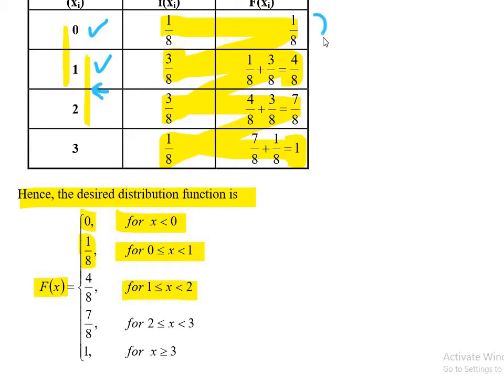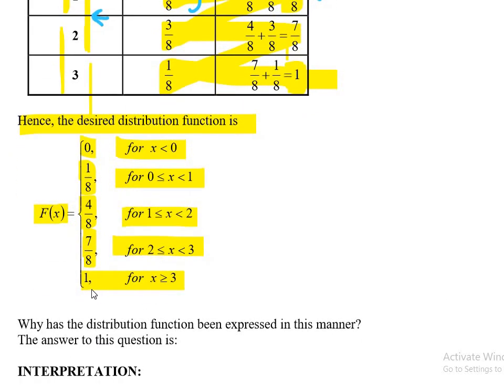So it means I need to add these two probabilities, which is already stated here, 4 by 8, right? So my value of capital Fx for any X between 1 and 2 will be 4 by 8. Similarly, between 2 and 3 will be 7 by 8. And now because 3 is the last number, if I pick any number after 3, everything will be included, and this will be my answer, 1. Right? So if I pick any number greater than 3, my probability will be the whole thing.